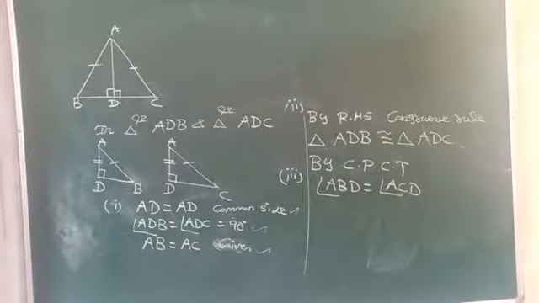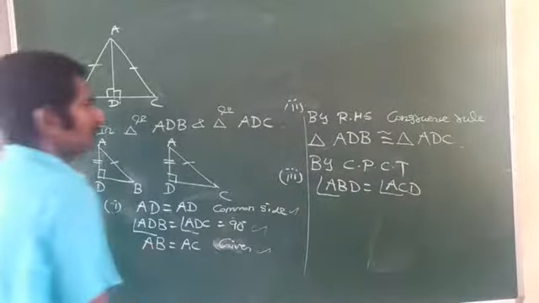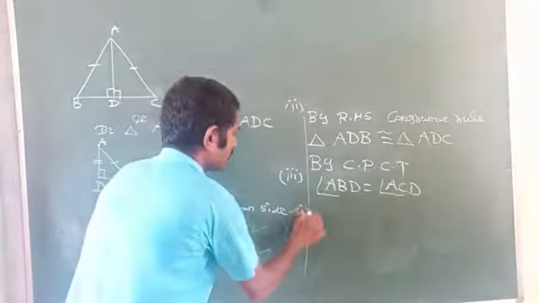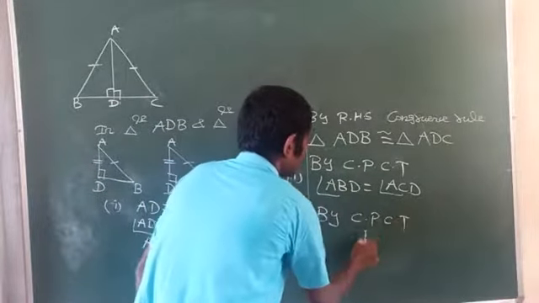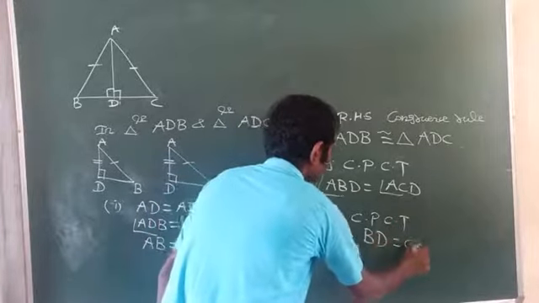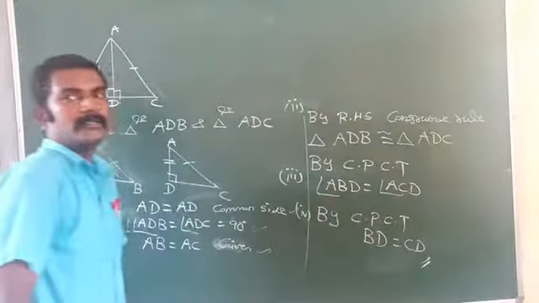Third question we did. And the fourth question is: is BD equal to CD? Yes. By CPCT we can say that BD equal to CD. Are you getting here? Yes.